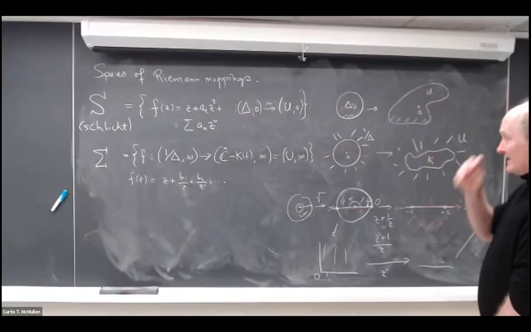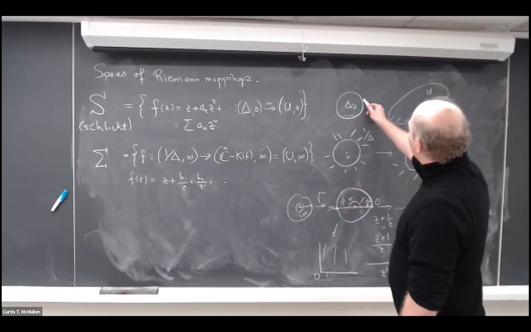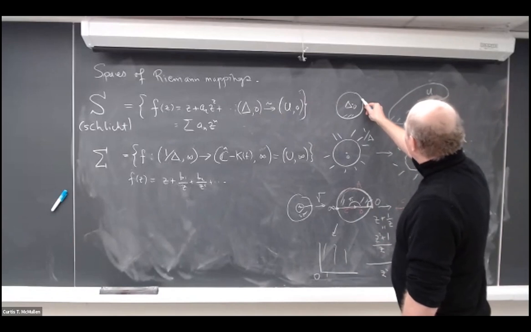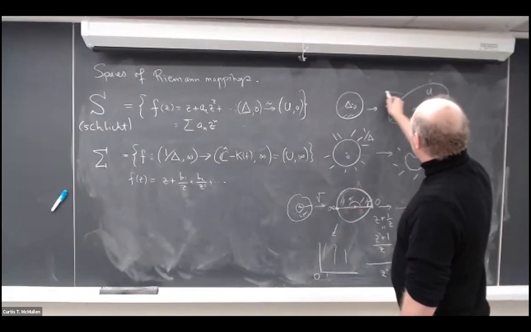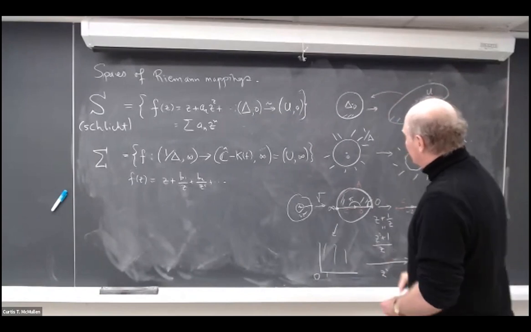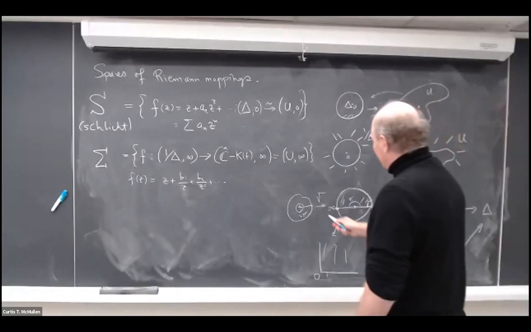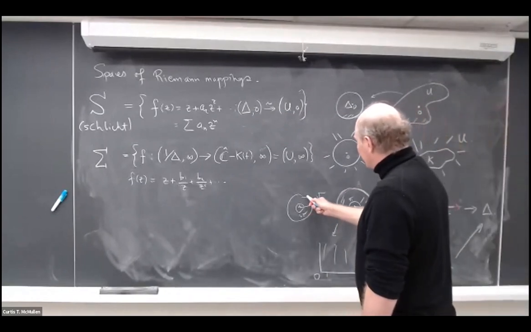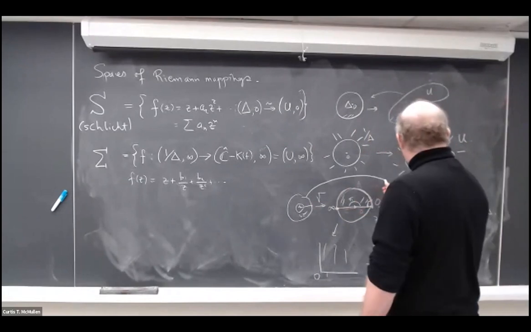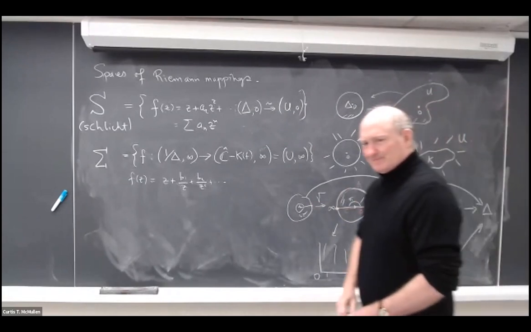You might ask, okay, so the Riemann mapping doesn't always extend to a map from the boundary of delta to the boundary of U. Maybe it extends though the other way. Maybe there's a continuous extension going this way. Actually, that's not true in this case. There is no continuous extension of the Riemann map that goes from here to the unit disk. Why not?